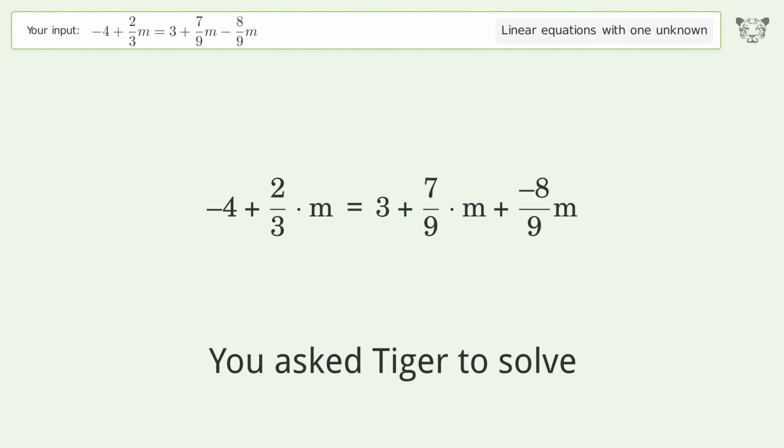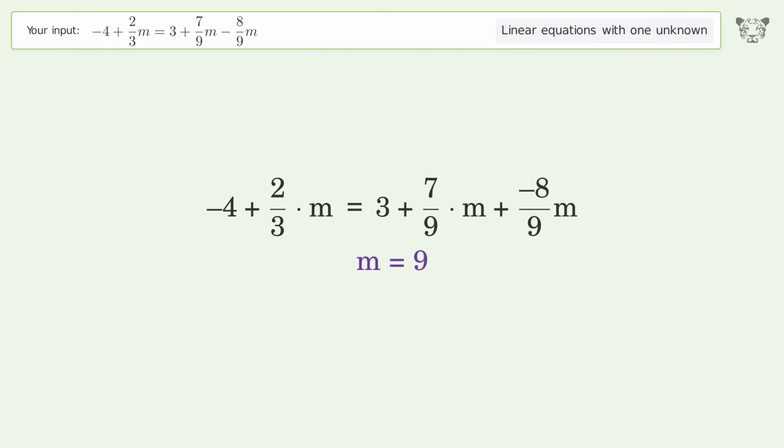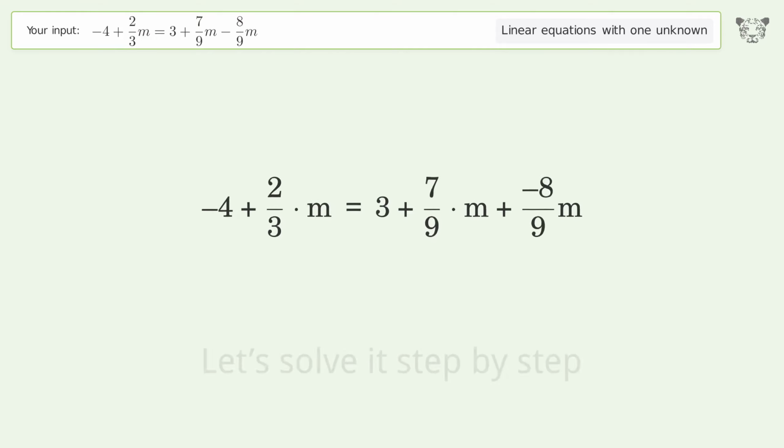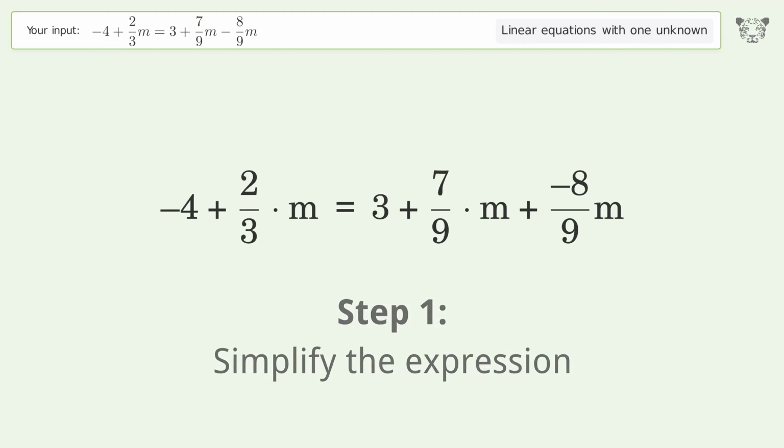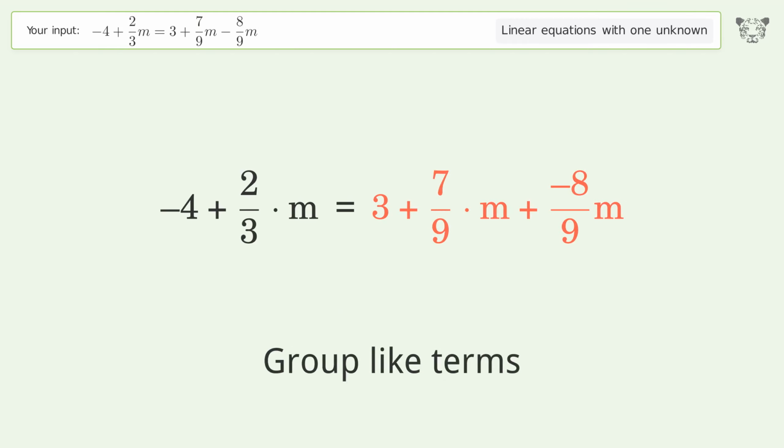You ask Tiger to solve. This deals with linear equations with one unknown. The final result is m equals 9. Let's solve it step by step. Simplify the expression. Group like terms.